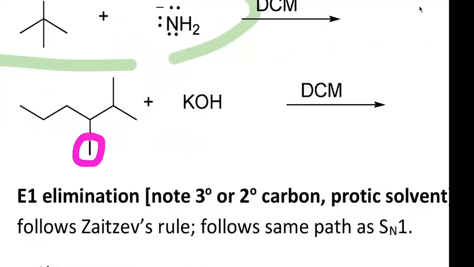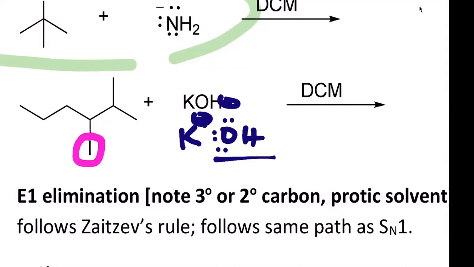Here's our base, KOH, which is really, it's not the potassium part that's participating. It's K plus, and then OH minus. It's a salt, right? Uh-oh, that looks sloppy. I'll just leave it how it is. So it's the OH part that's going to be doing the proton transfer, not the potassium.